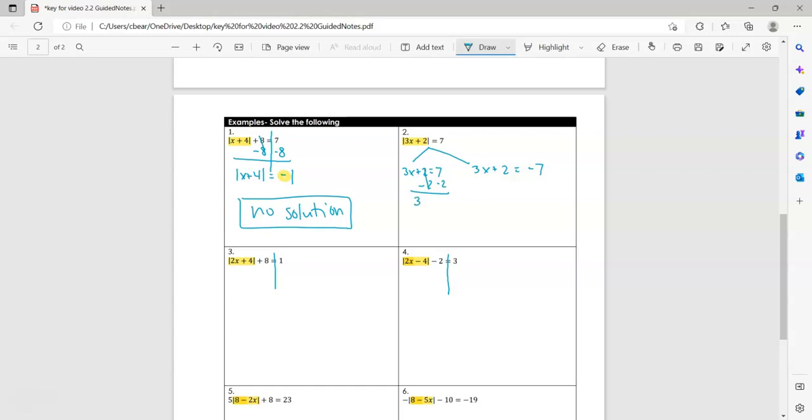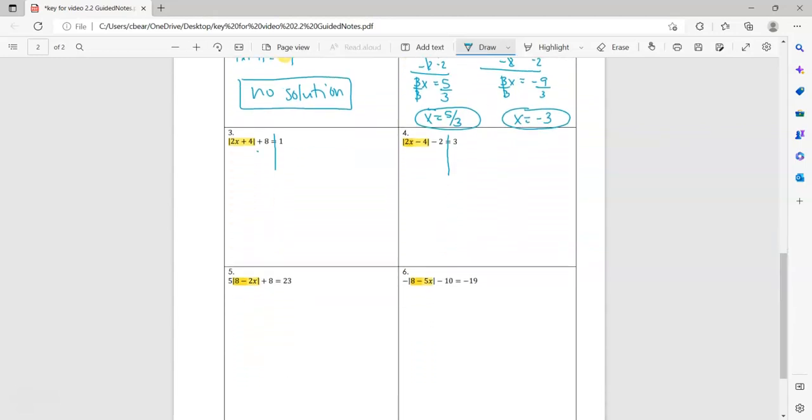So I'm going to subtract 2 from both sides. I get 3x equals 5. Divide by 3. And this is not a whole number, so it's okay to leave your answer as a fraction like this. If we do the other one, I subtract 2 on both sides again. I get 3x equals negative 9. Divide by 3, and this time we get an integer, negative 3. That's how you do it.